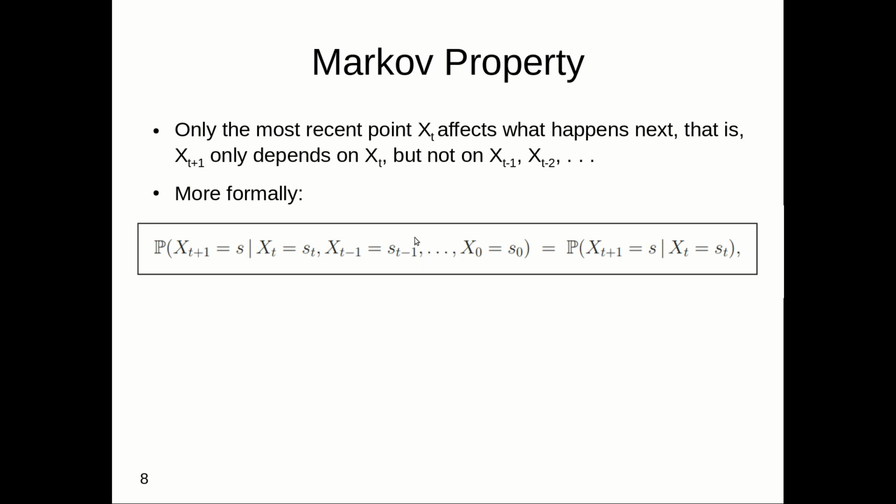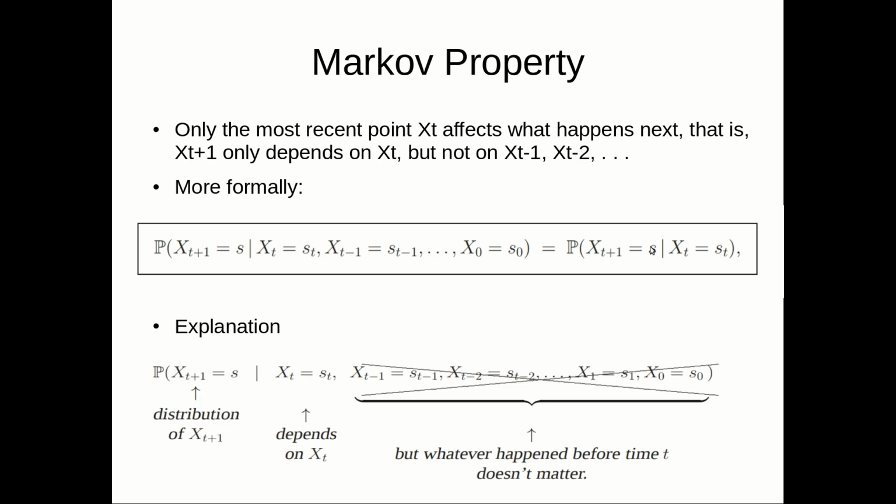Those two conditional probabilities must be equal for the Markov property to hold. This is something we're going to use over and over again, this simplification of the conditional probability.